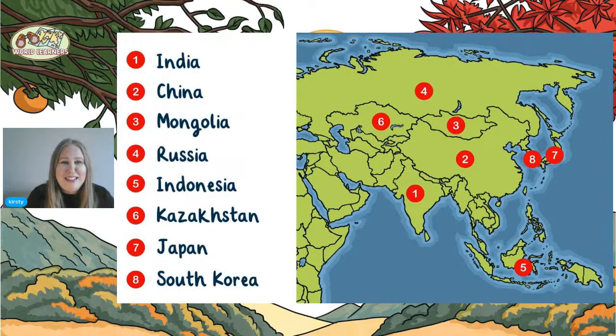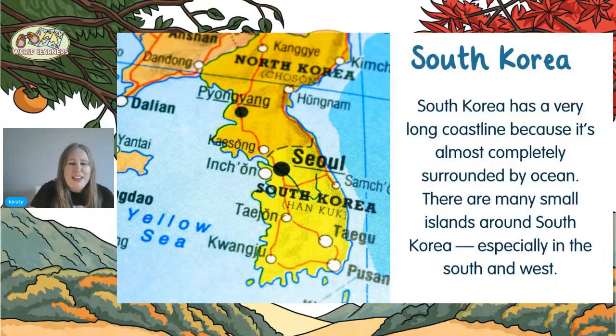Right, so yes, number 1 is India, 2 is China, 3 is Mongolia, just above China there. Then we go to Russia, above that. Down at number 5, Indonesia. Well done if we got that one. Number 6, Kazakhstan. Number 7 was Japan. I know someone said that. And number 8, South Korea. And we can't really see much of South Korea. It's pretty much covered, isn't it, by the number 8. Well done, everyone. Okay, so let's have a look.